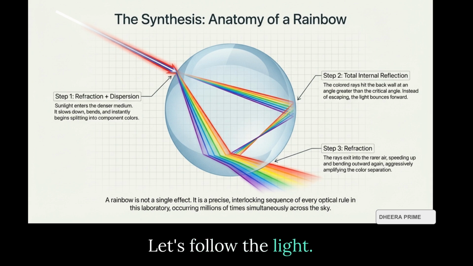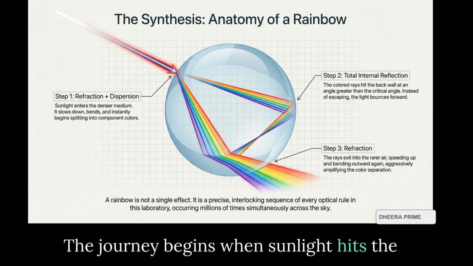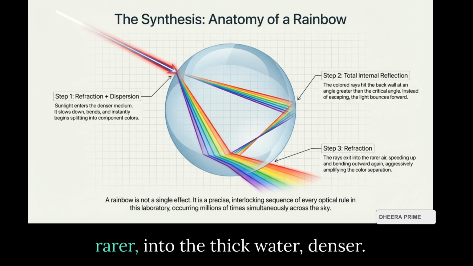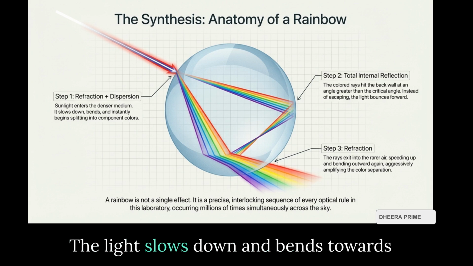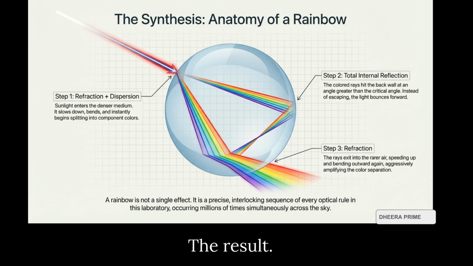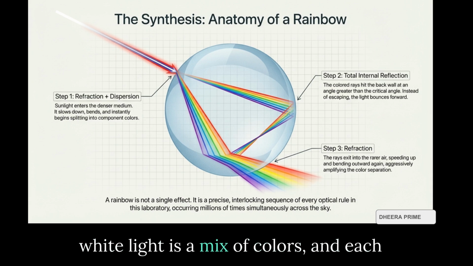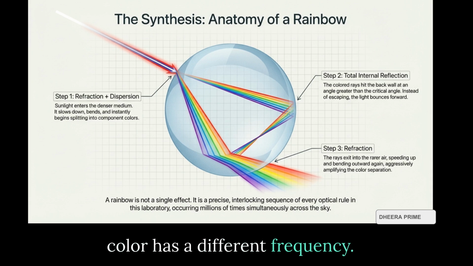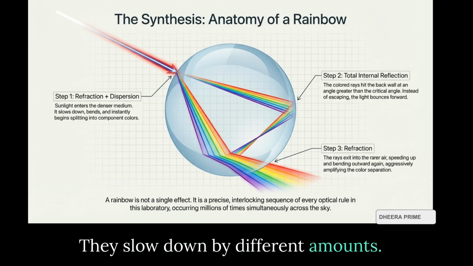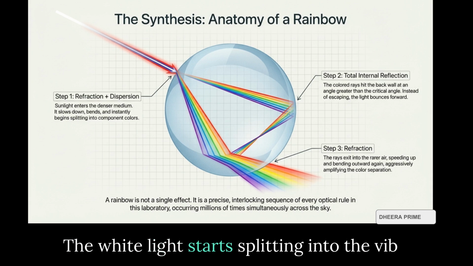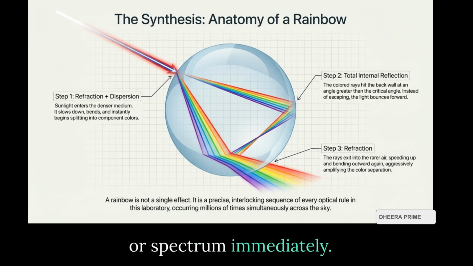Let's follow the light. The journey begins when sunlight hits the front surface of a raindrop. It's moving from the thin air, rarer, into the thick water, denser. The physics. The light slows down and bends towards the normal. The result. This is where the magic starts. Because white light is a mix of colors, and each color has a different frequency, they slow down by different amounts. Dispersion begins right at the front door. The white light starts splitting into the VIBGYOR spectrum immediately.